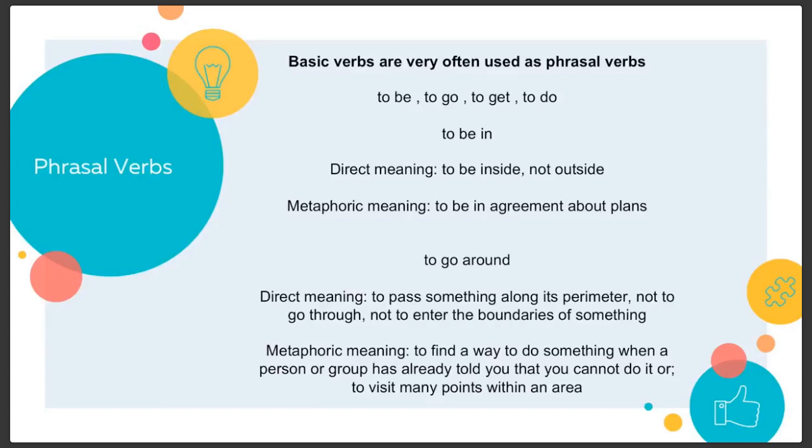And the metaphoric meaning is to find a way to do something when a person or a group has already told you that you cannot do it. Or it can also mean to visit many points within an area. So using the first metaphoric meaning, for example, your father told you that you are not allowed to do something, and then you talk to your mother and she says that you are allowed. We can say that you went around your father. Okay? He told you you can't, and you tried to find a way to do it anyways.